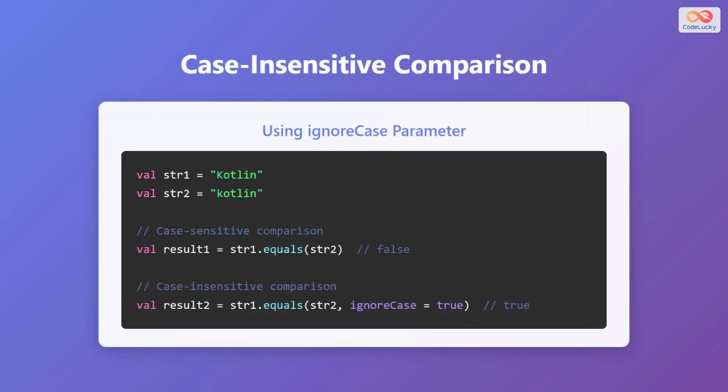Sometimes you need to compare strings without worrying about uppercase or lowercase letters. The equals method provides an optional parameter called ignoreCase for this purpose. In this example, we compare the string Kotlin with kotlin. A regular case-sensitive comparison returns false because the letters have different cases. However, when we pass ignoreCase equals true as the second parameter, the comparison returns true because the method ignores the difference in letter casing.